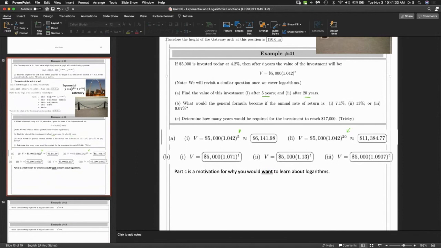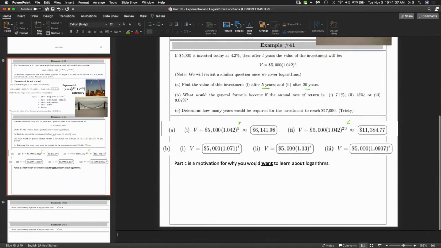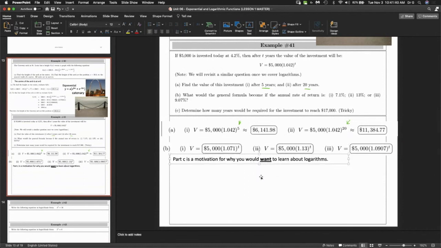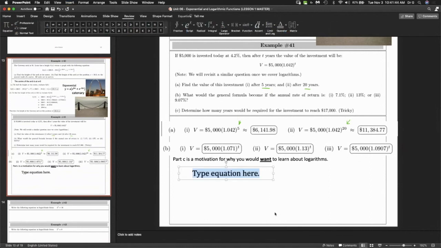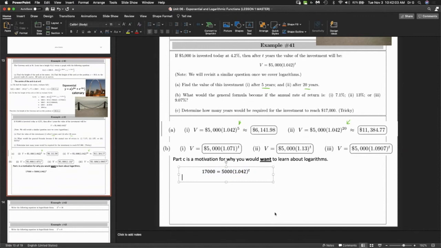It says here, how many years to get to 17,000? So let me hammer this one out with a keyboard. So you would set the money equal to 17,000. You get that? Now, how do you solve for t? Well, the first thing you want to do is divide both sides by 5,000.